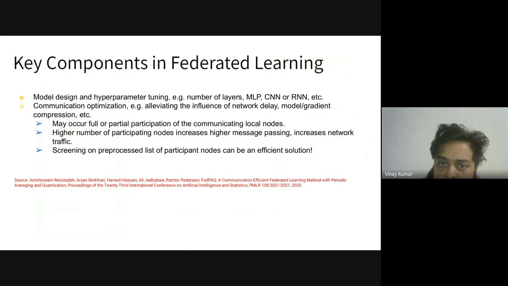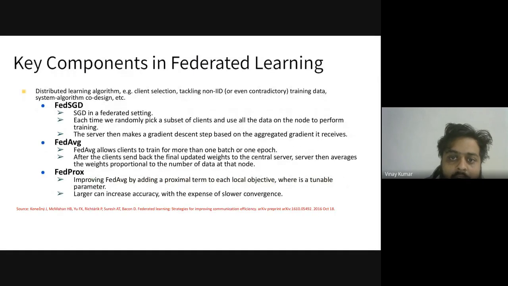So how could you select these? You can either have a predefined list, or you can identify them on the way. So you need to have some pre-processed list, otherwise you need to select them on the way. So these are some optimization processes. Now the next one is the learning algorithm.